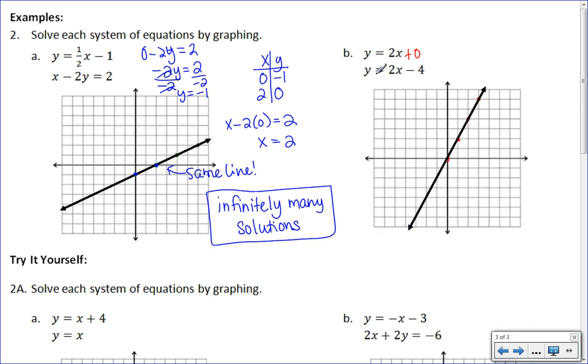Okay. And the second equation is y equals 2x minus 4. So this has a y-intercept of negative 4 and a slope of 2. So we'll go down to negative 4, and then we'll use our slope of 2 to find more points. So again, rise 2, run 1, up 2, to the right 1, up 2, over 1.